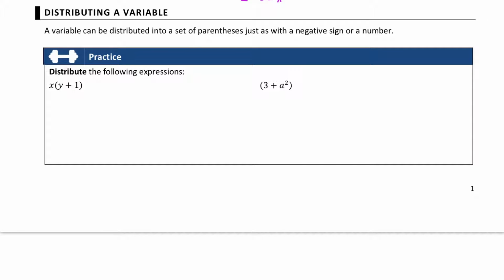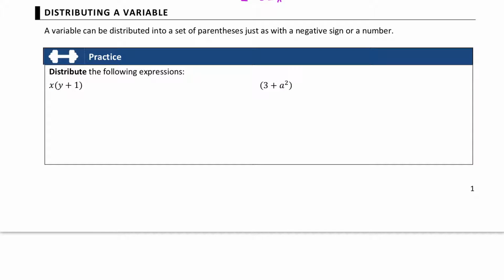Now let's do a few examples here. The first example that I have is x times y plus 1. So far we've been dealing with just constants, but now we have a variable in here, and the concept is the same. We're still multiplying what's to the left of the brackets with what's inside the brackets. Inside the brackets I have a polynomial with two terms, meaning that it's a binomial, and that binomial is being multiplied by x.